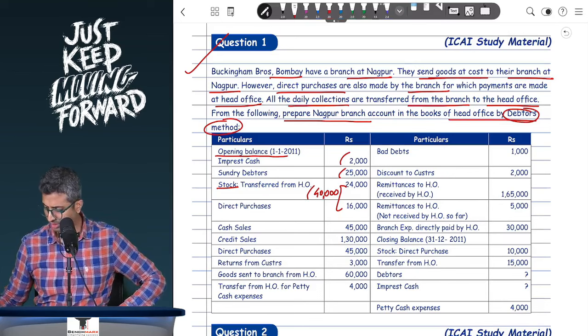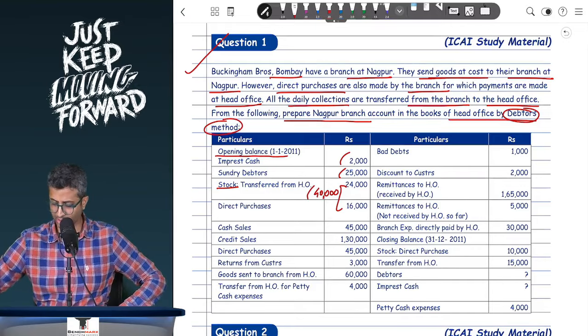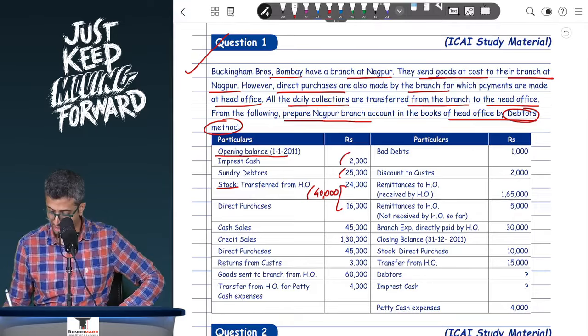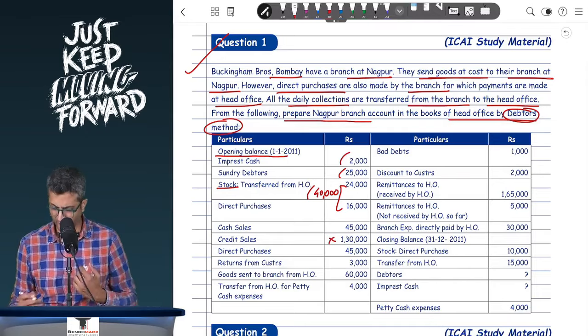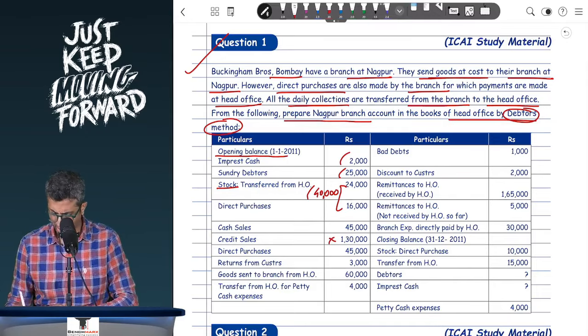40 and 25 and 2, maybe 67,000 in total of all opening balances. Then you have cash sales, credit sales. For credit sales, there will be no impact in the branch account. Cash sales is also there. Direct purchases, well, this is paid.